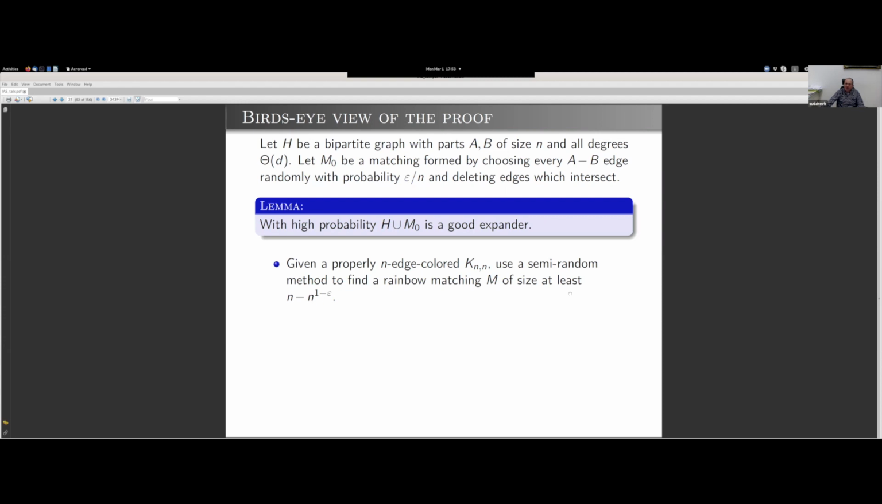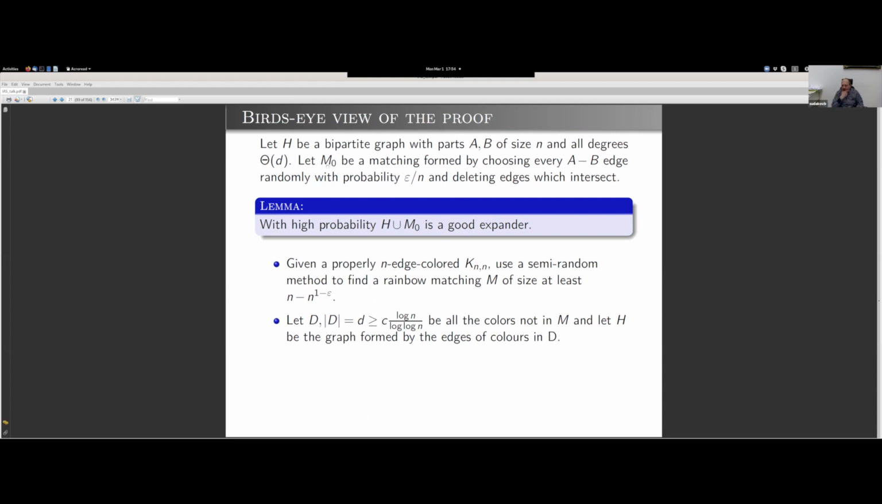So here is basically what we do. You start with your n-edge-colored bipartite graph. Then you use a standard technique called the semi-random method or Rödl nibble to find a rainbow matching which is nearly spanning, but it's far from what we're trying to prove. It's of size n minus n to the power 1 minus epsilon. So you find a pretty large rainbow matching, but because you use a random technique, a big chunk of it would be random. A big chunk of it will look like M0.